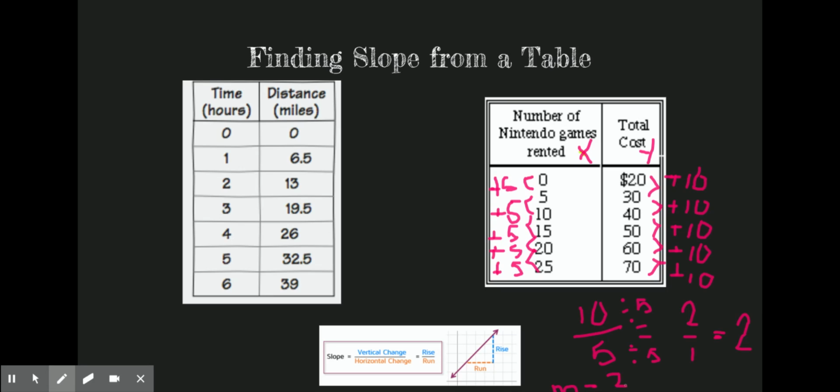Now, what is my y-intercept? Well, remember, the y-intercept is what happens when x is 0. Here x is 0 right here. What happens when x is 0? Y is $20. So my y-intercept is going to be 20, or $20 in this case.